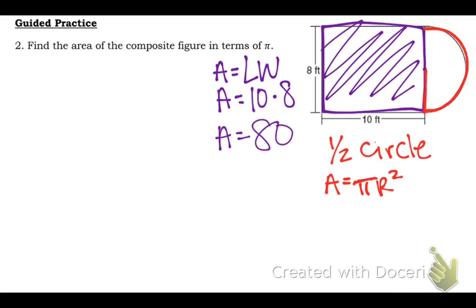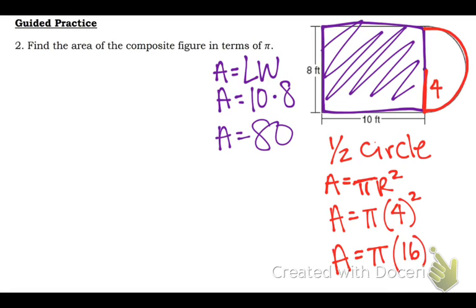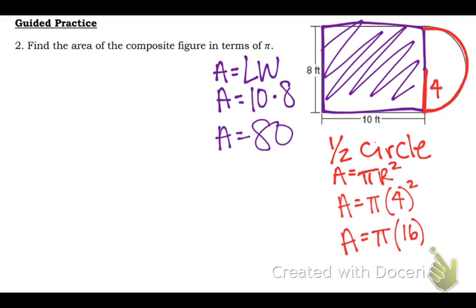What is the length of the radius? 4. Okay, we know it's 4 because the opposite side is 8, so that makes this side 8, and half of 8 is 4. Perfect. So pi times 4 squared. What is 4 squared? 16. And then 16 times pi is 50.24.